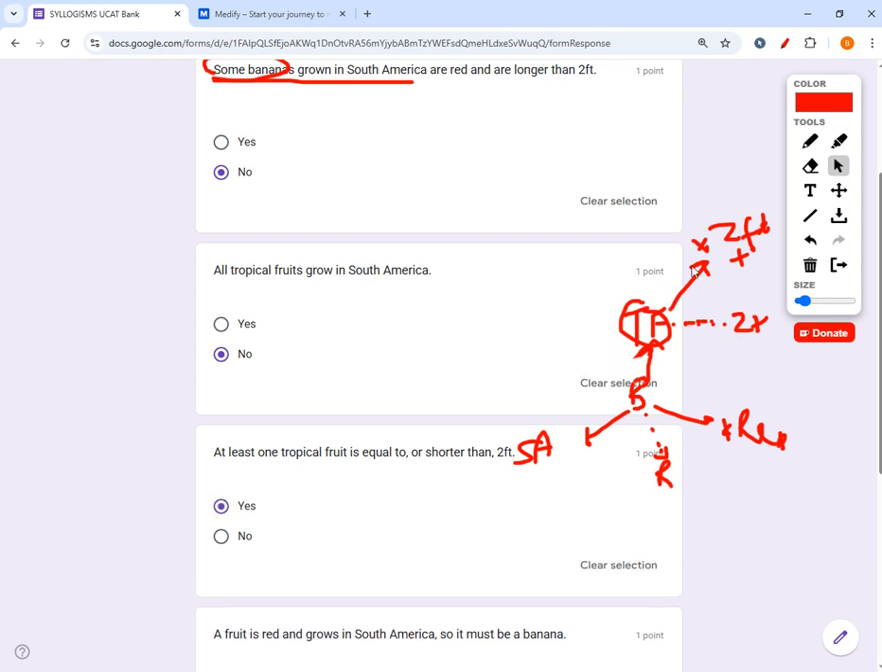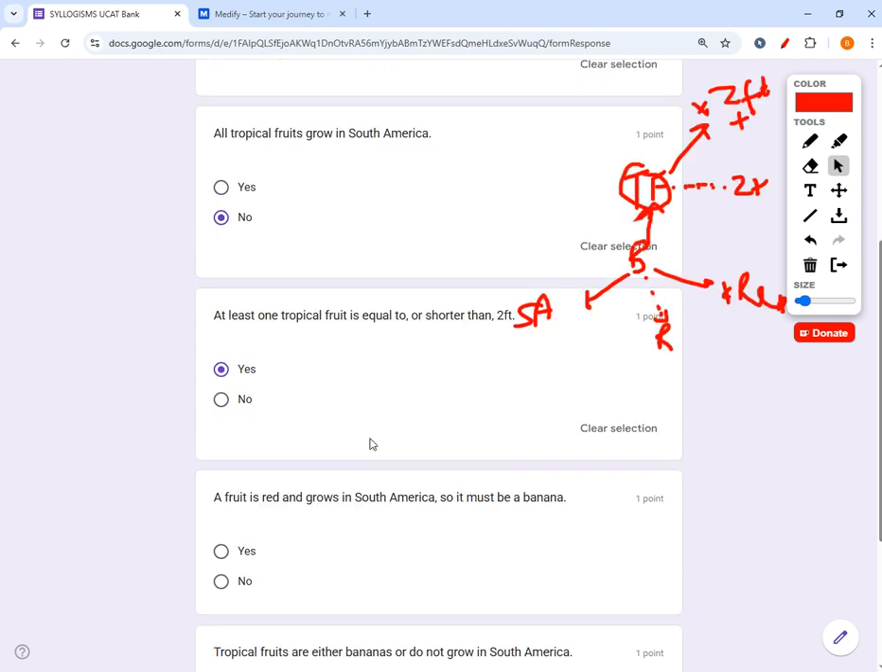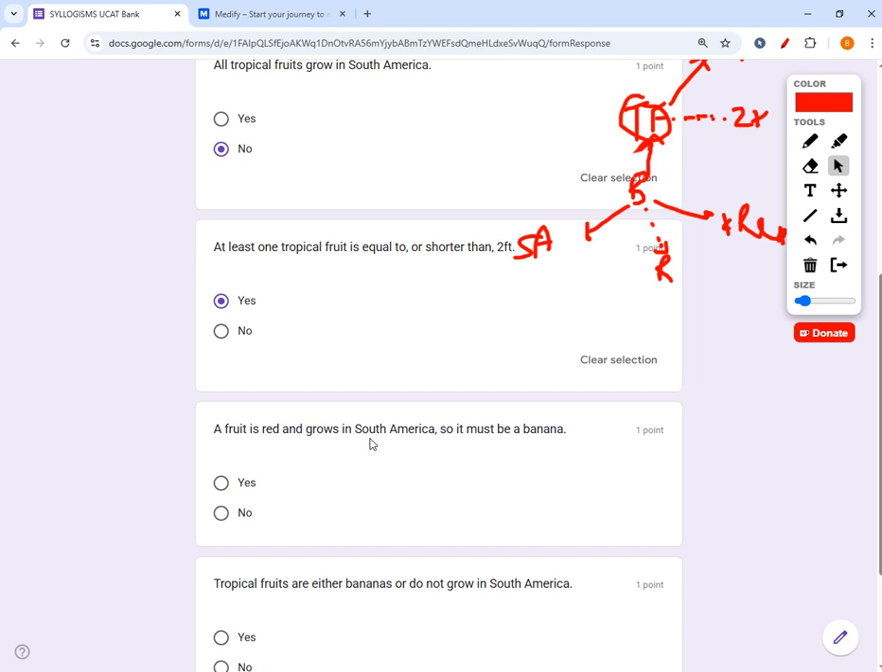Again, one more time, because it's a solid line, of course, there's only a small number. Some of them, tropical fruits, are 2 feet plus. Most of them are not 2 feet plus. That means they should be equal to or greater than. So answer is yes. A fruit is red. So we've got a fruit is red and grows in South America, so it must be banana.